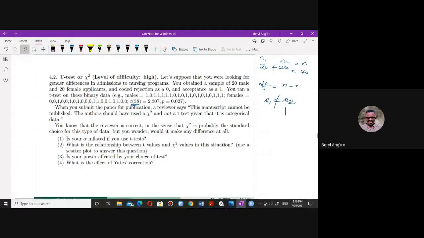But you wonder, would it make any difference at all when you perform the chi-square test, whether you'd still be rejecting your null hypothesis. So is your alpha inflated if you use the t-test? And what is the relationship between the t values and the chi-square values in this situation? To do that, you can use a scatter plot. And is the power of the test affected by your choice of the t-test or the chi-square test? And what is the effect of the Yates correction?